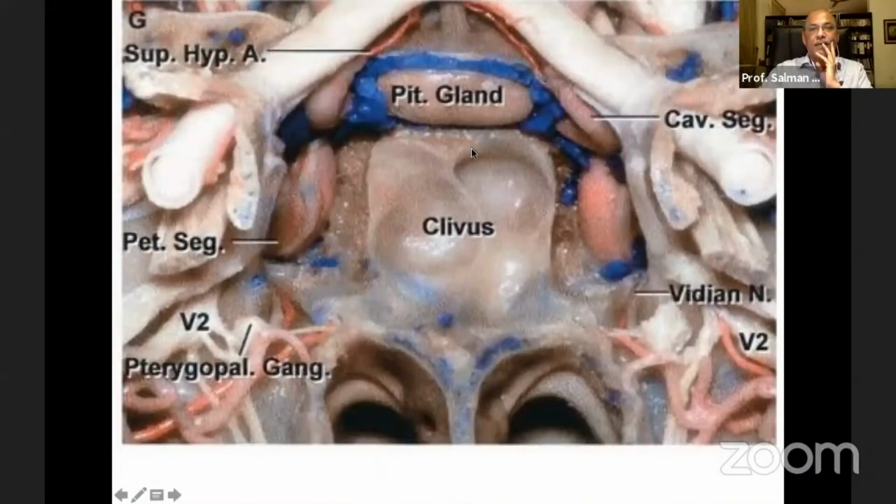Here we have taken out the covering over the pituitary gland, and now you can see the sinus all around it. The superior hypophyseal artery is coming from the top, and you can see the petrous segment of the carotid here very nicely. Obviously, if you want to go laterally, then you can see the pterygopalatine ganglion as well, and the Vidian nerve on the opposite side.